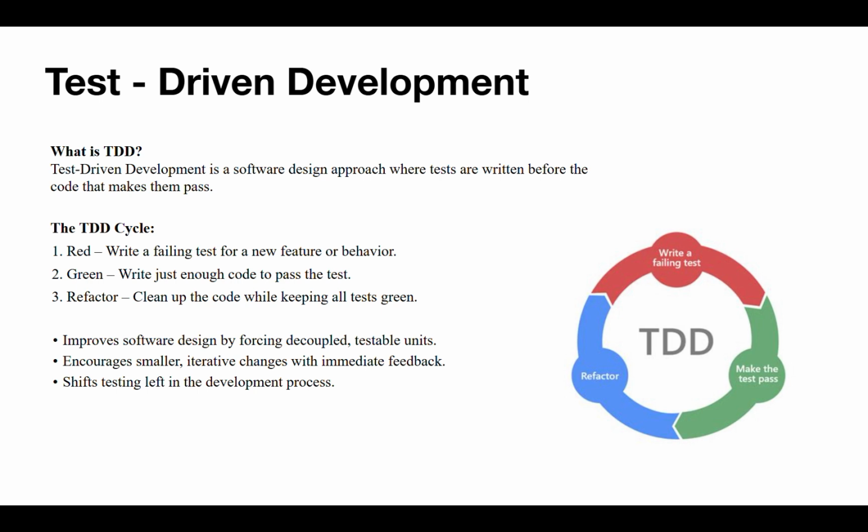What is test-driven development? Test-driven development is a process where you write tests before writing the implementation. Here in the diagram, we can see that the cycle is red, which is writing a failing test, green, writing code to pass it, and refactor, clean up the code. Like a cycle.